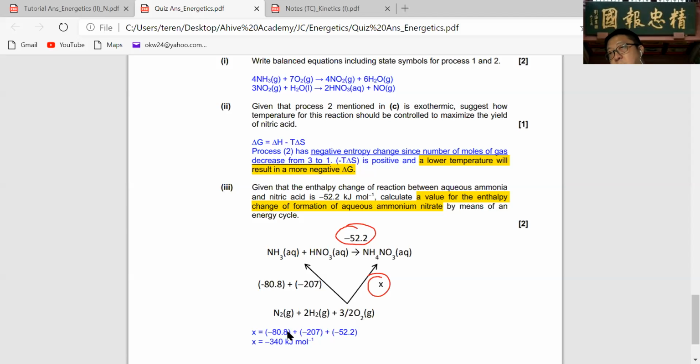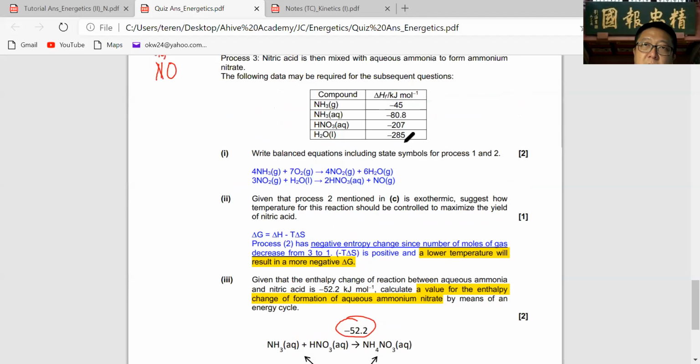That's why your definition, what I already told you, you need to remember. You might not be tested explicitly, they ask you to define what is enthalpy change of formation, but the application is important because if not, you cannot come up with the correct energy cycle. Then you have negative 80.8 and negative 207 over here.